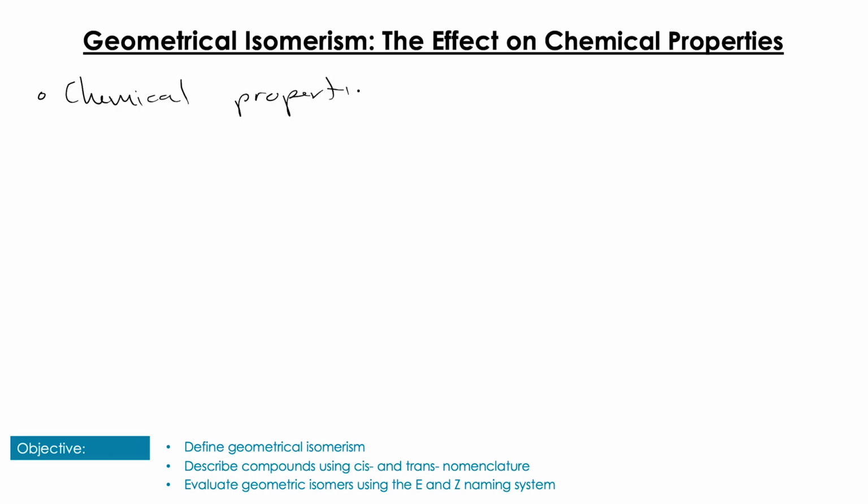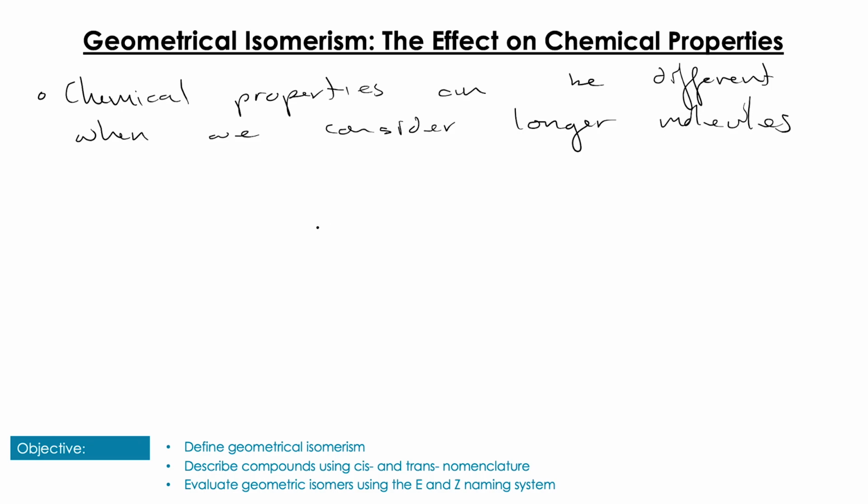Now, we're not going to go into too much depth about how the chemical properties are affected because this varies a lot on the individual molecules, but they can be different when we have the E or Z isomers, especially when we consider longer chain molecules.